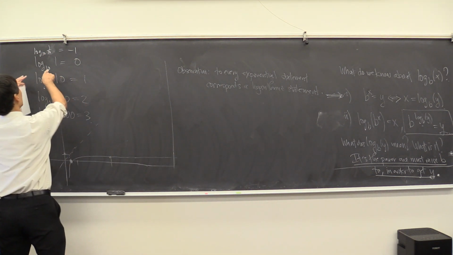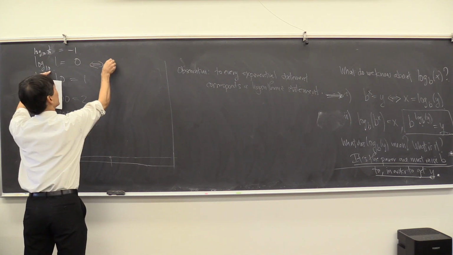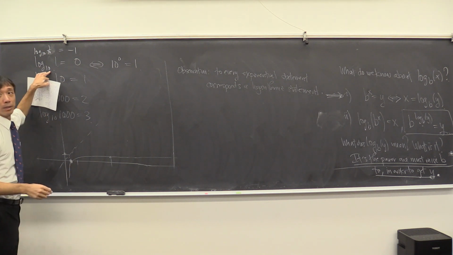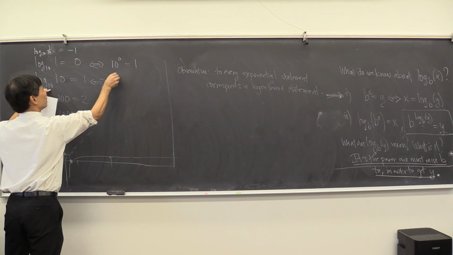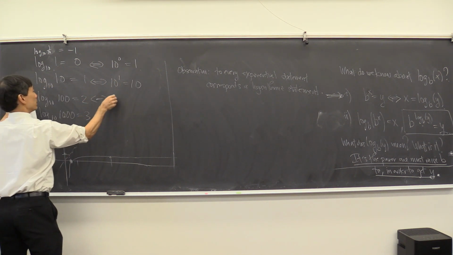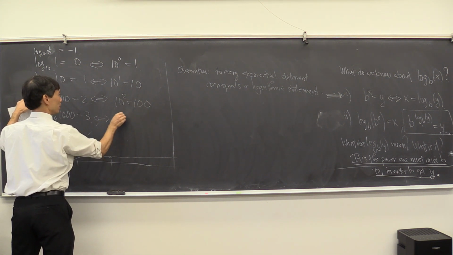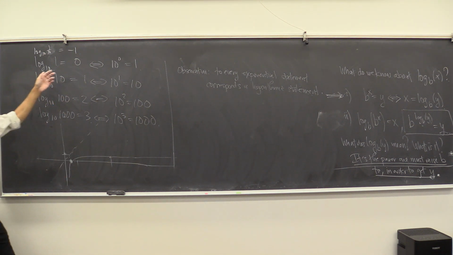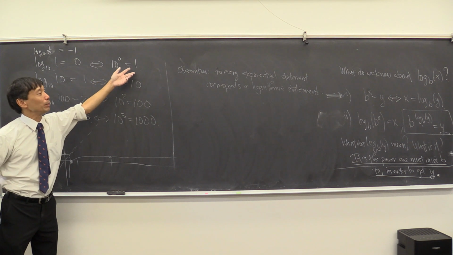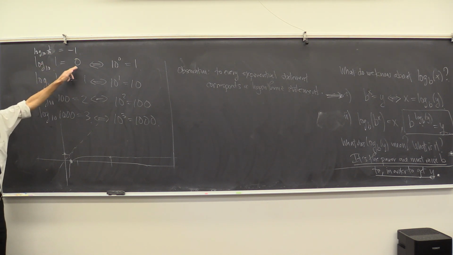Each of these statements over here, right? Log base 10 of 1 equals 0 corresponds to the statement that 10 to the 0 is 1. This corresponds to 10 to the 1 equals 10, this corresponds to 10 to the 2 equals 100, and this corresponds to 10 to the 3 equals 1,000. Every exponential statement, 10 to the blah equals something, tells you that log base 10 of that something equals that exponent.